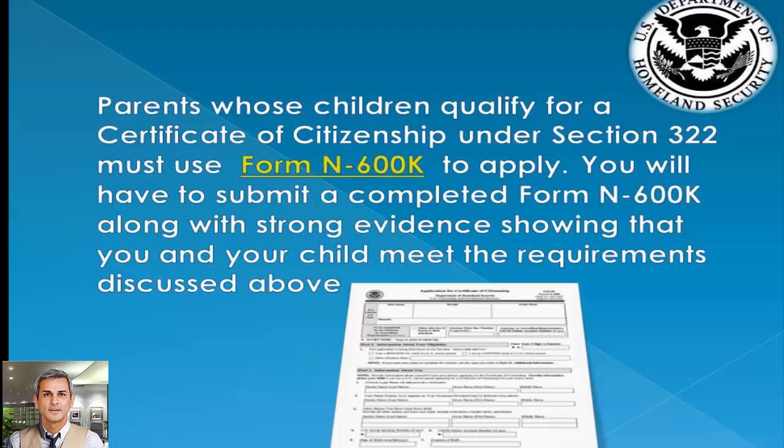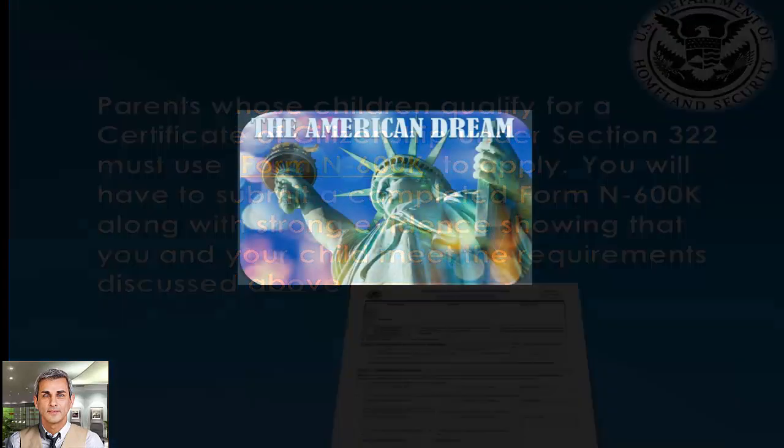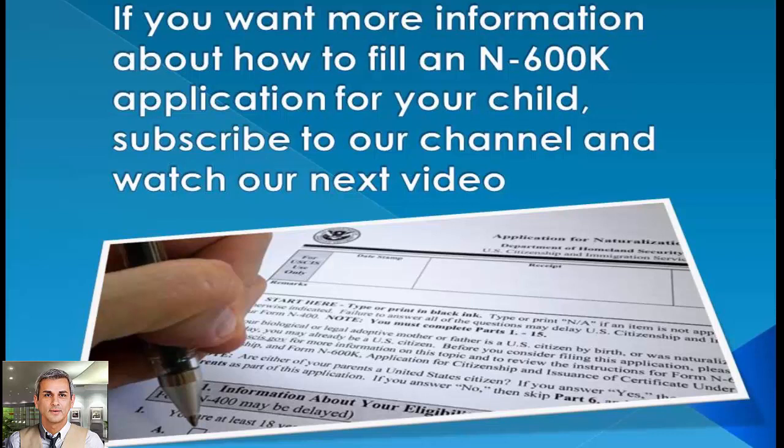Parents whose children qualify for a certificate of citizenship under Section 322 must use Form N-600K. To apply, you will have to submit a completed Form N-600K along with strong evidence showing that you and your child meet the requirements discussed above.